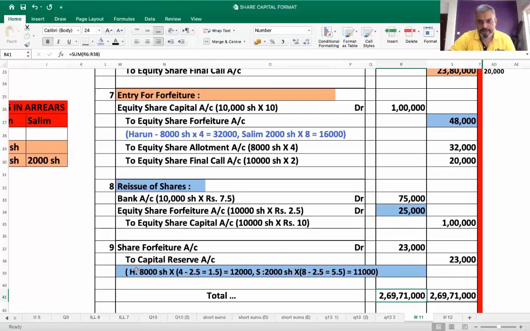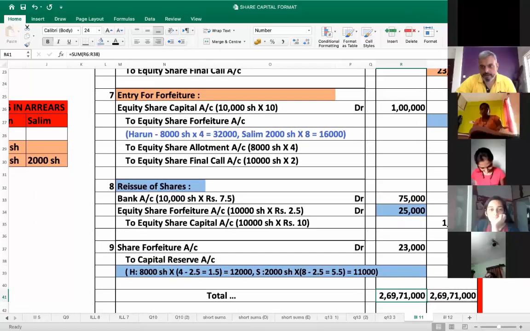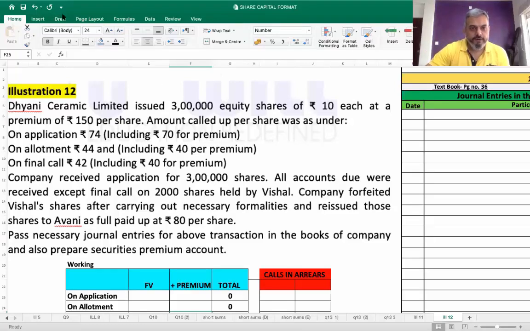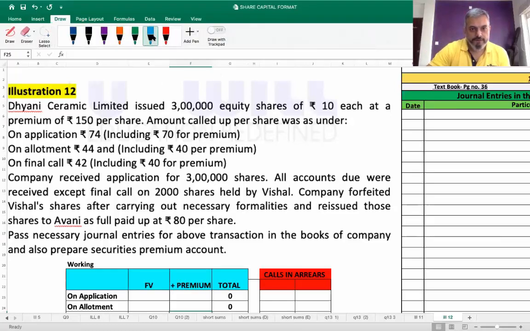You understood the last working? Anyone any doubt in the last working? Okay, so let's go to illustration number 12. Illustration 12, most important for exam.